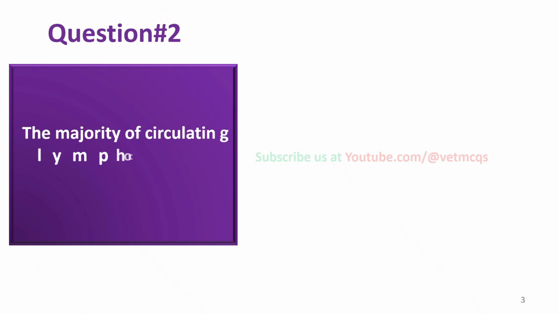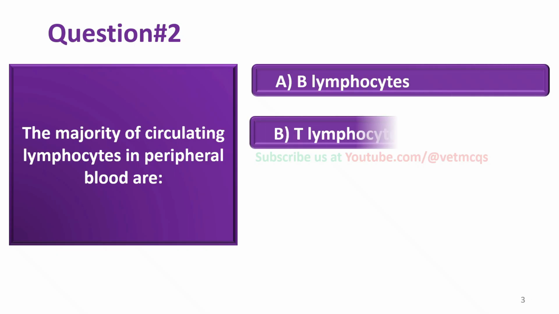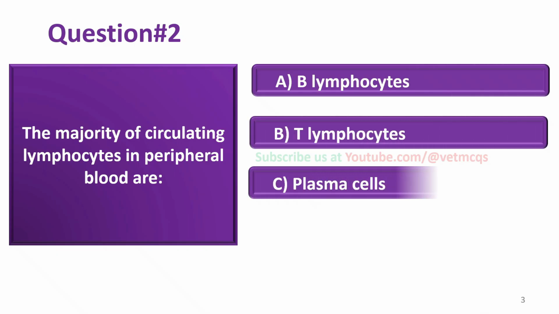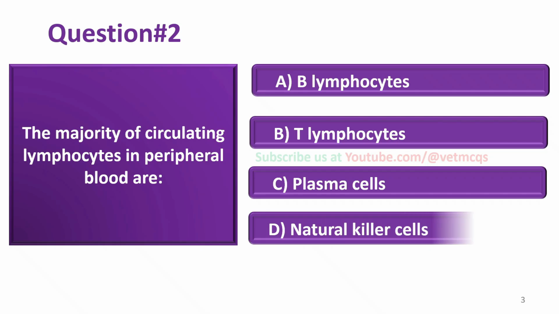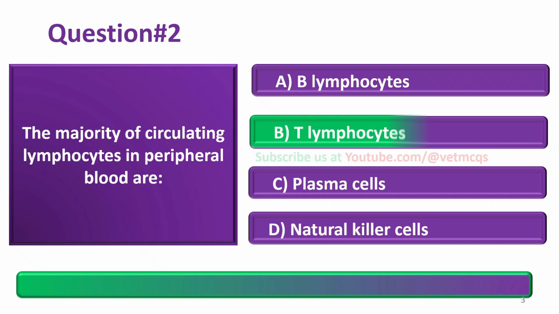The majority of circulating lymphocytes in peripheral blood are B lymphocytes, T lymphocytes, plasma cells, natural killer cells. And the correct answer is option B, that is T lymphocytes.